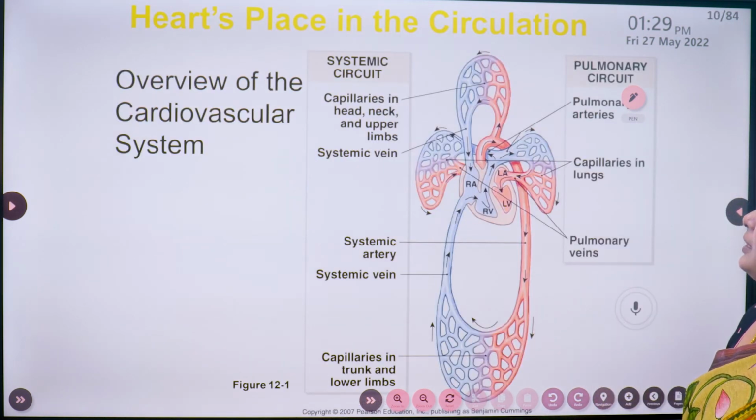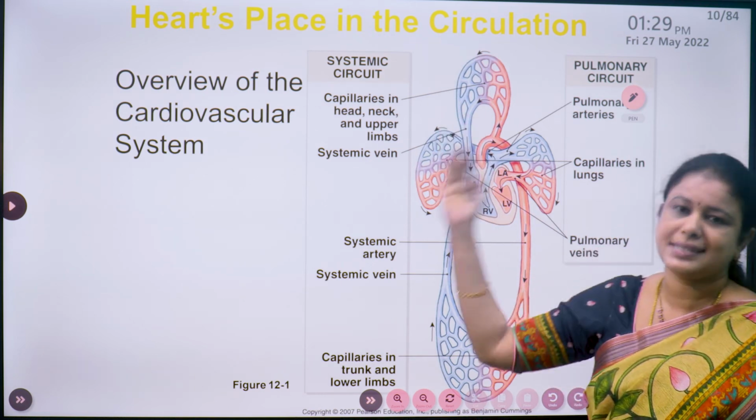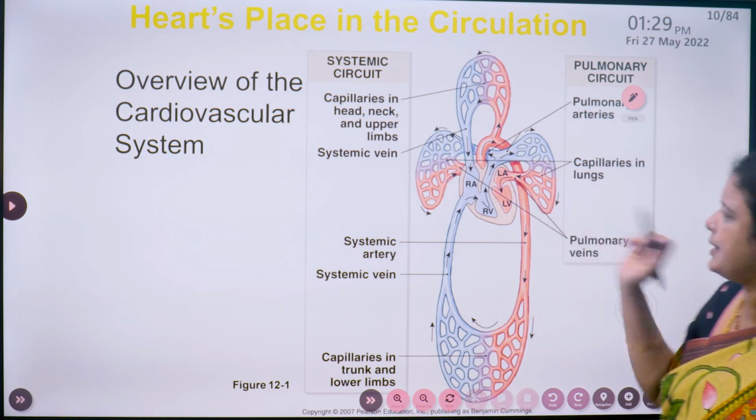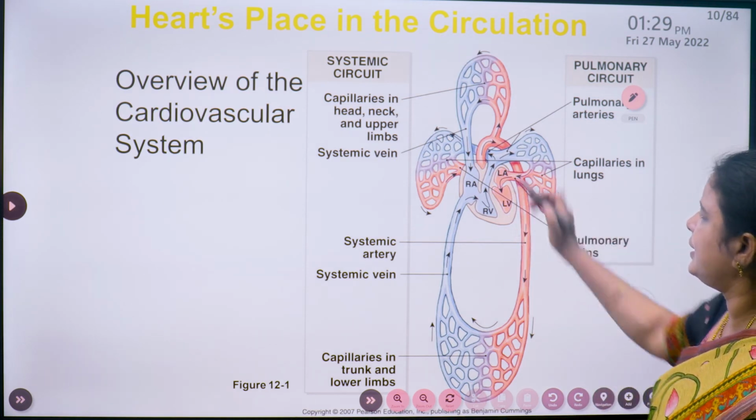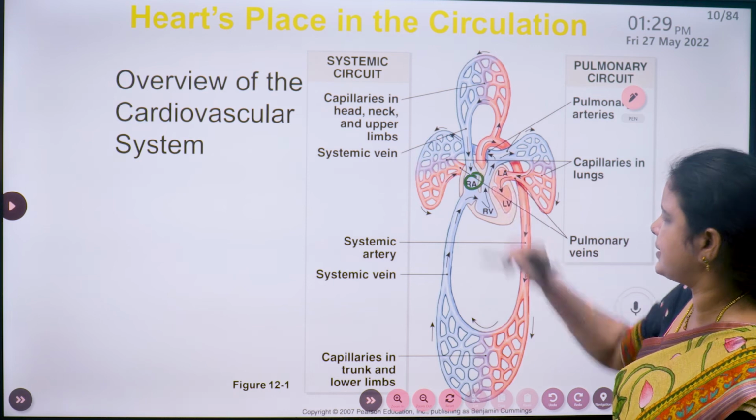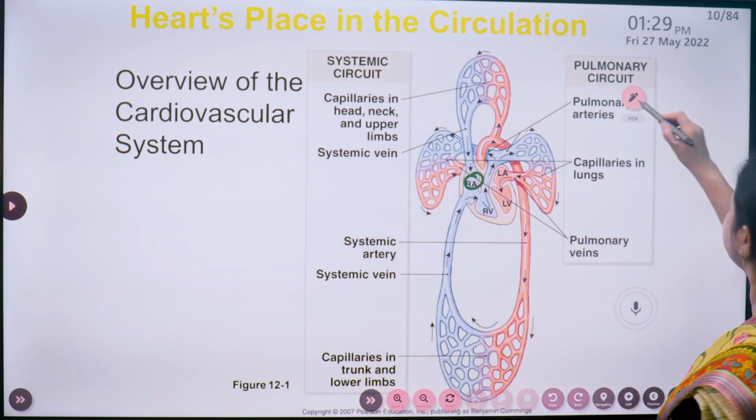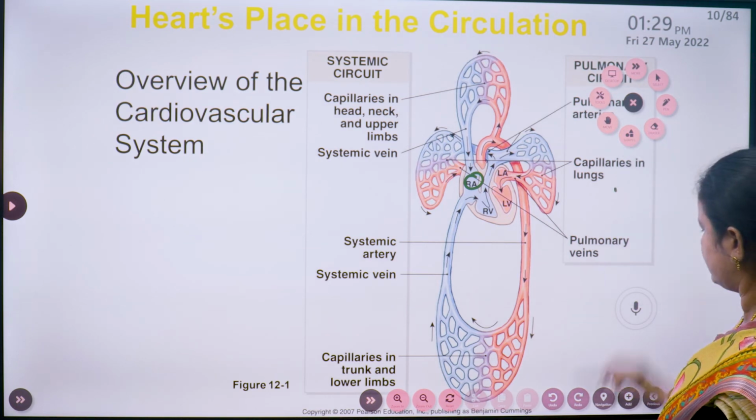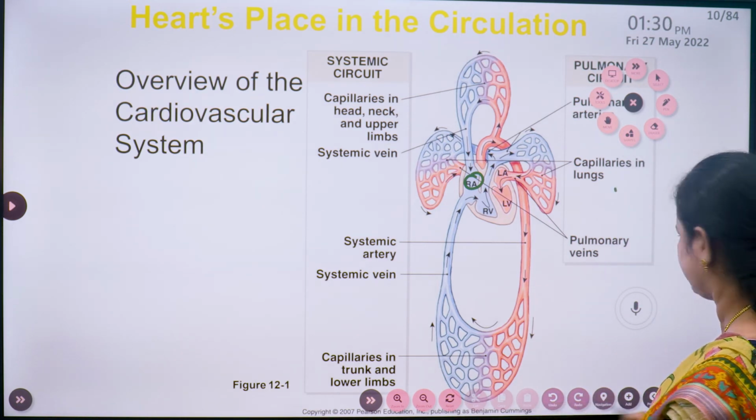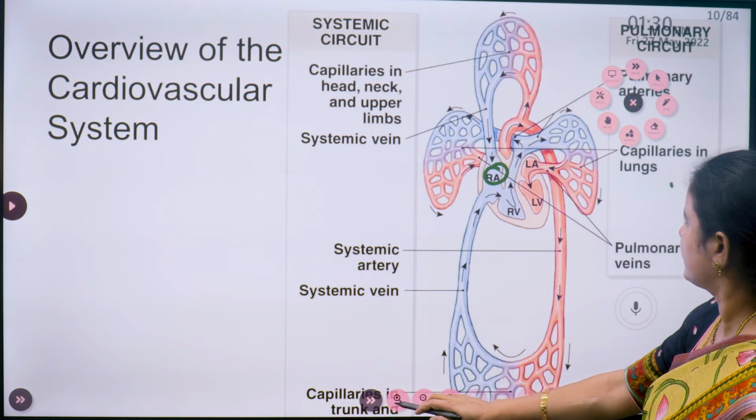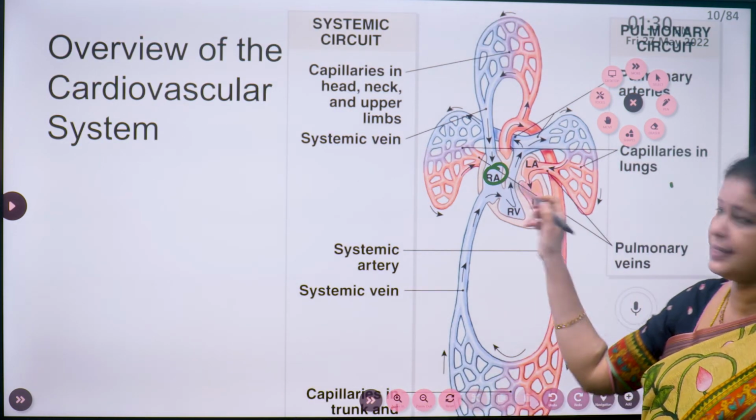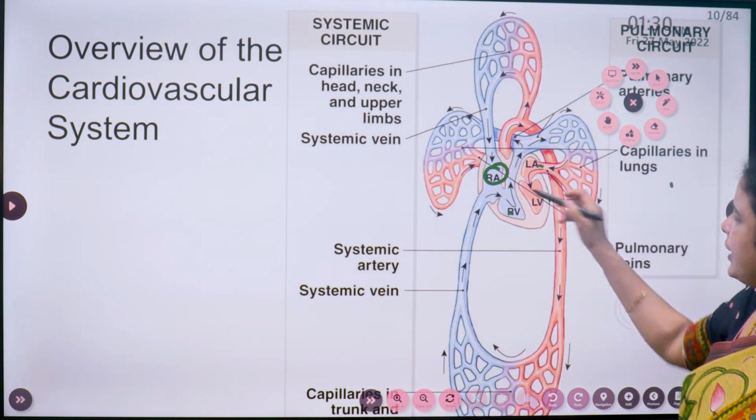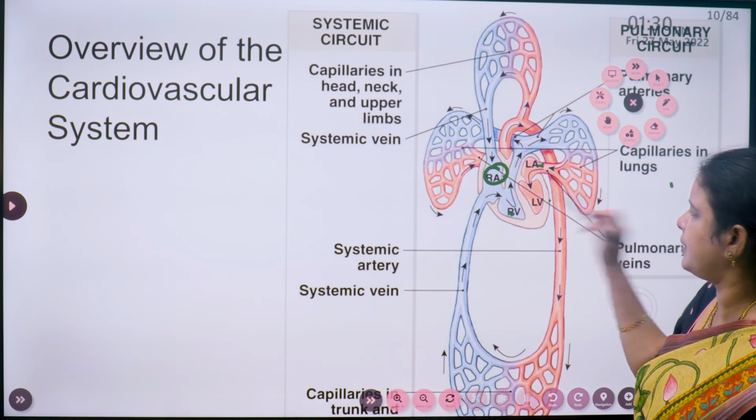So, an overview of the cardiovascular system: systemic circulation and pulmonary circulation. If you see pulmonary circulation, initially this is the right atrium, right ventricle, left atrium, left ventricle.